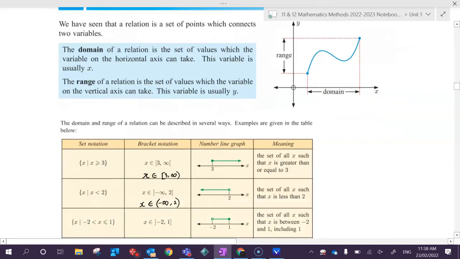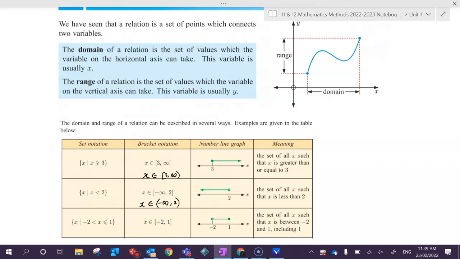Domain and range. Domain, the numbers I can put in. Range, numbers I get out. Common questions will be to give you an equation or to give you a diagram, a graph, and ask you to state the domain and the range. The set of values that I can put in, the set of values I can get out.